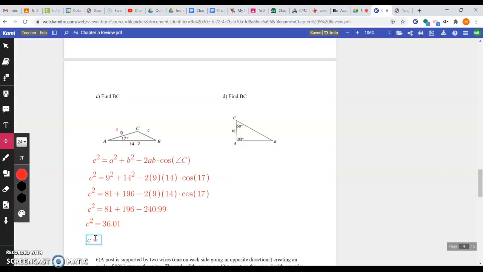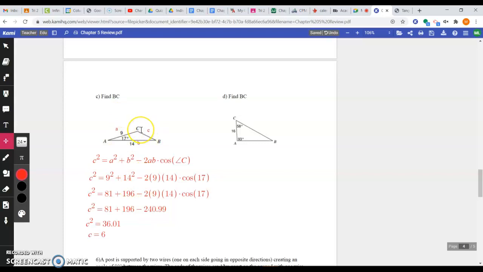The square root of 36.01 is going to give me 6.0008. And since I have so many decimals there, I'm just going to leave it as 6. And so my answer there would be c equals 6.